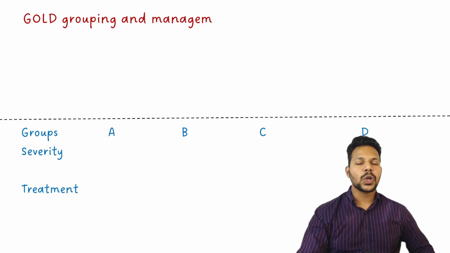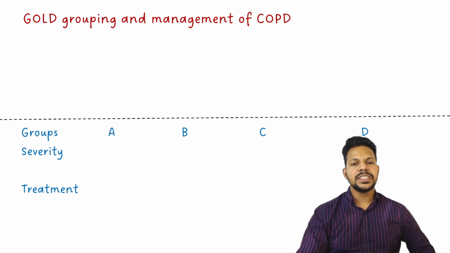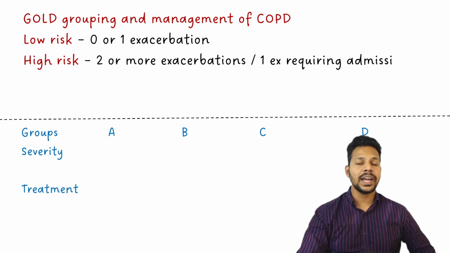Now, let's look at the protocol given by GOLD. The GOLD has designated the patients into 4 groups A, B, C, and D depending upon the risk profile and the severity of the symptoms. The patient is said to be having low risk if the patient had 0 or 1 exacerbation, said to be having high risk when the patient has 2 or more exacerbations or at least 1 exacerbation requiring admission into the hospital.